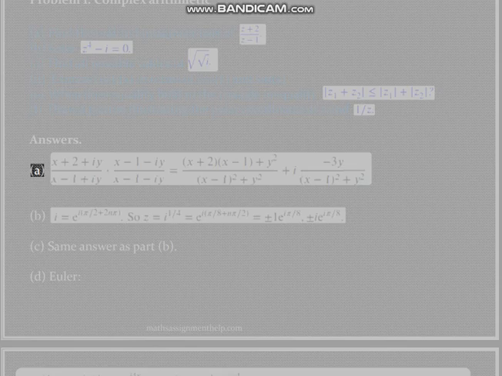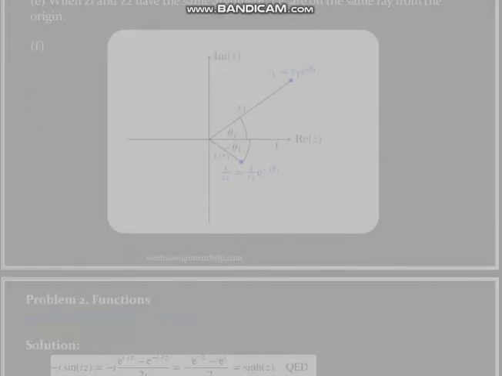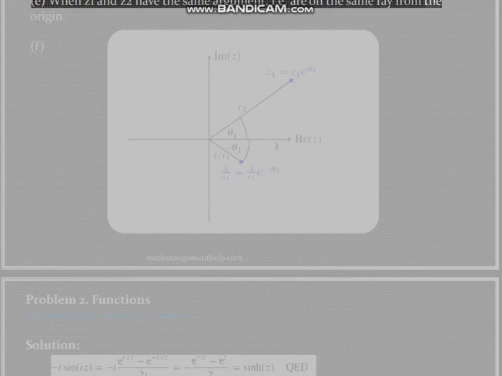A, B, C. Same answer as part B. D. Euler. E. When Z1 and Z2 have the same argument, i.e. are on the same ray from the origin. F.